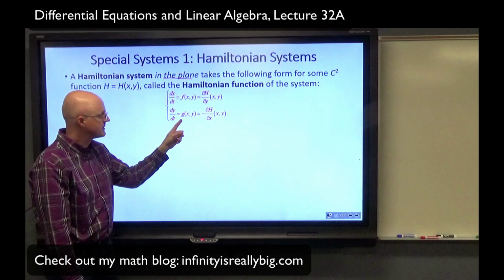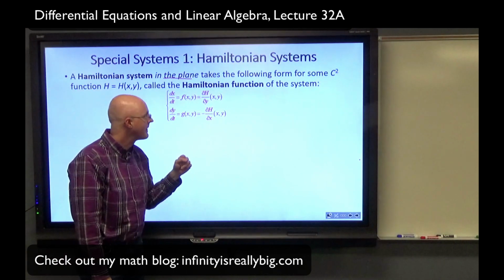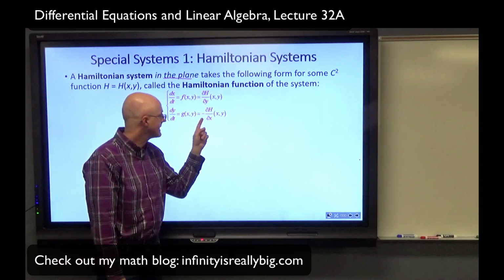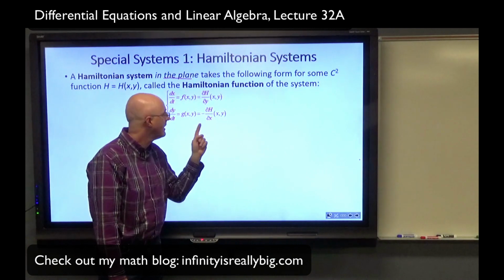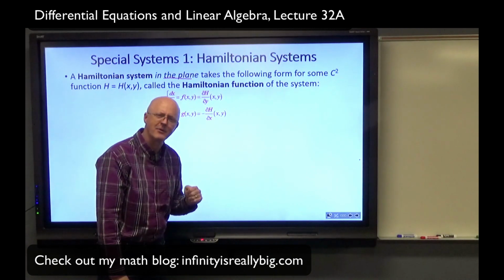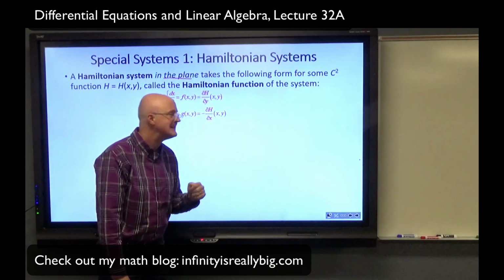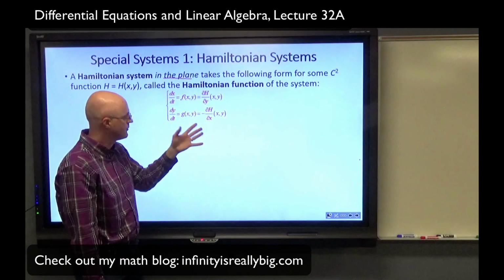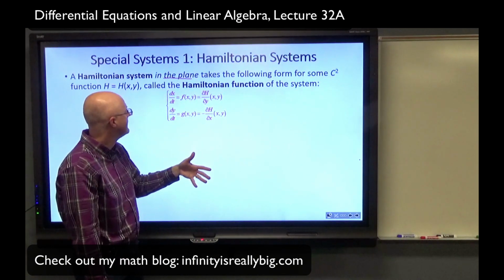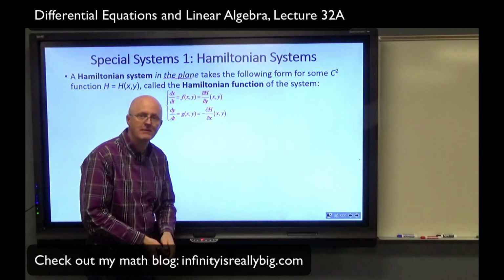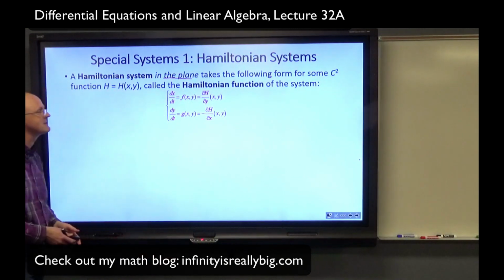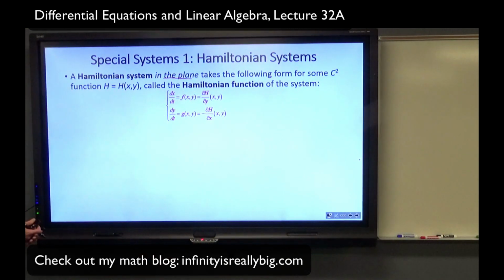And dy/dt, also called g of x,y on the right-hand side, is the opposite. That's no typo there, that negative sign should be there, of the partial derivative of the Hamiltonian function with respect to x. Keep in mind these partial derivatives depend on x and y, thus giving us still an autonomous system of differential equations. Kind of a strange thing.